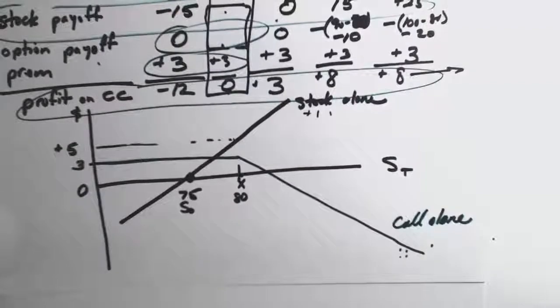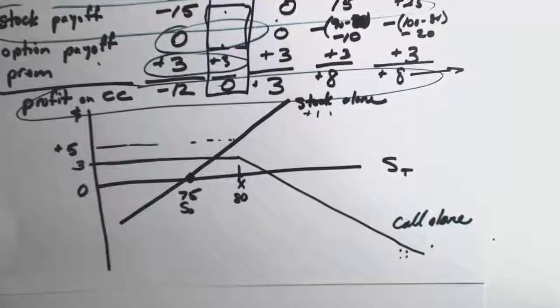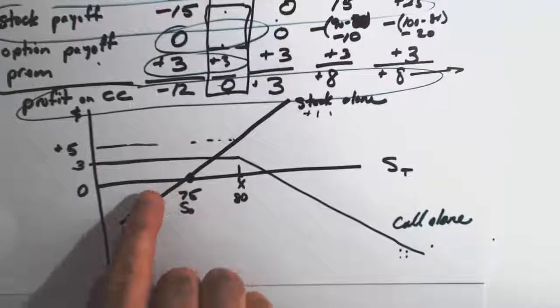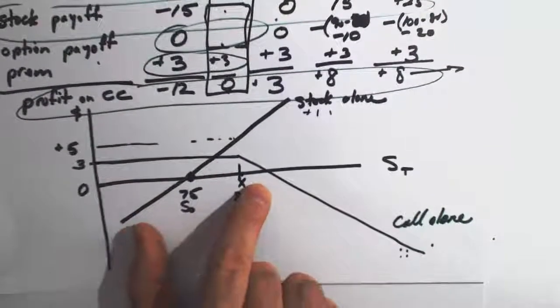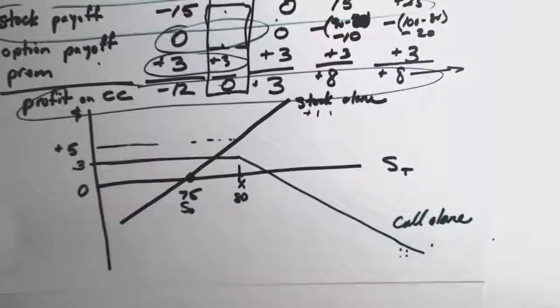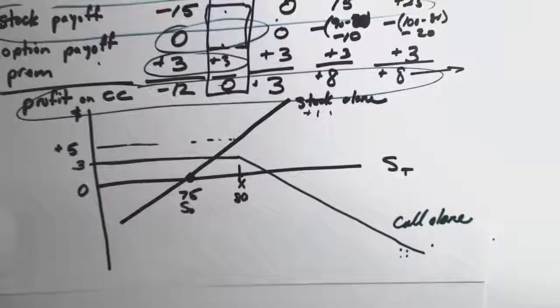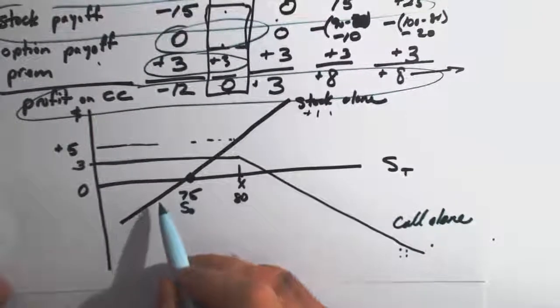So that's why I've got to be careful how many lines we put here. I try to just put the minimum amount of lines that I need to explain this story, because you'll have too many of them otherwise. So what I want to do is combine these two and show what a covered call position looks like, which is a stock alone plus a call alone. Well, what we have here is a covered call.